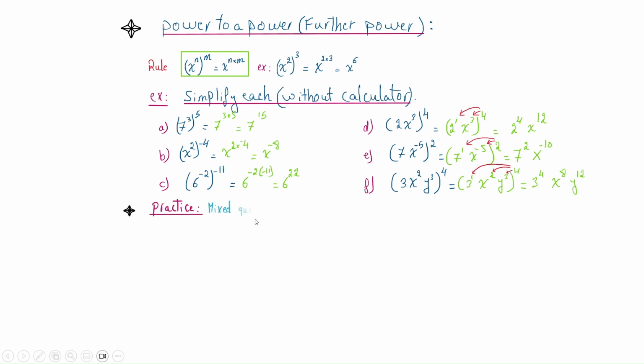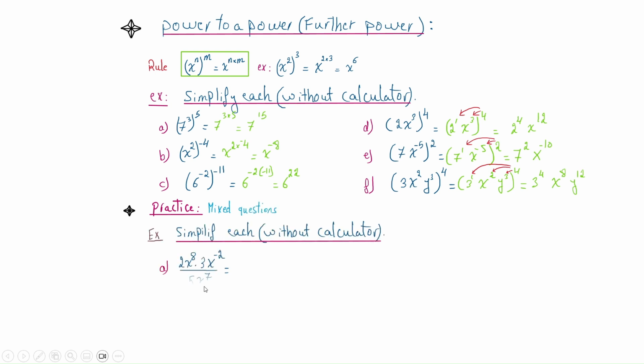Now, let's do some practice. Mixed questions. Higher level questions. Simplify each, of course, without a calculator. Now, this one is a little bit confusing for students because we have to combine 2 concepts: the multiplying concept and the dividing concept. In the first place, what we have to do here is simplify the upper side, or the numerator: 2 times 3, because we have coefficients, and add the exponents. So we multiply the coefficients, 2 times 3 is 6x. We're going to add these exponents, 8 plus negative 2, or 8 minus 2. We're going to end up with 6x to the power of 6 over 5x to the power of 7.